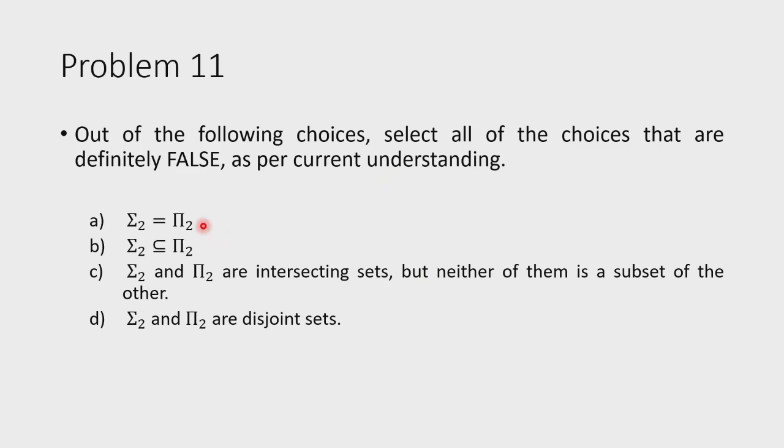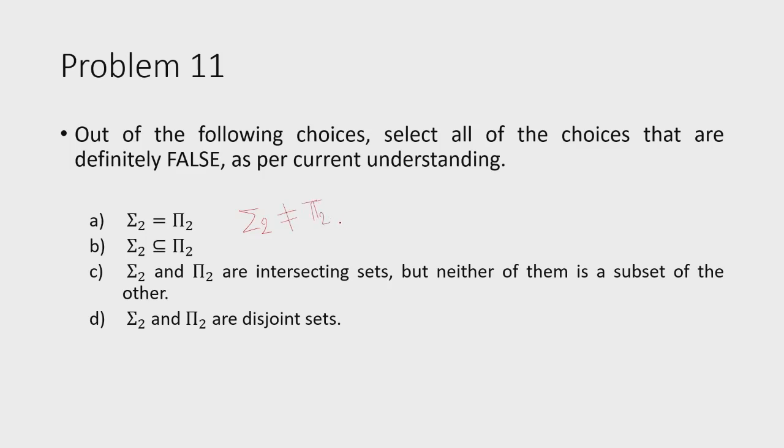Okay, so according to our current understanding, do we know that sigma 2 equals pi 2 is definitely false? Suppose sigma 2 equals pi 2 were false. Then what would be true? Sigma 2 not equal to pi 2.